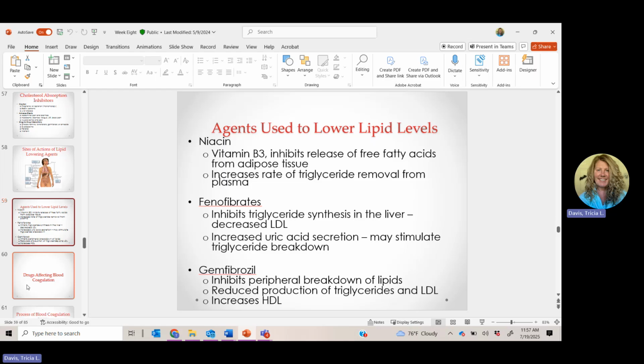Fenofibrates inhibit triglyceride synthesis in the liver, going to decrease our LDL. Then it's also going to increase the amount of uric acid that we secrete, which stimulates our triglycerides to break down. Gemfibrozil is going to inhibit the peripheral breakdown of lipids, and it's going to reduce the production of triglycerides and LDL, and this medication also increases the HDL. So you will see that not every medication works to increase our HDL.